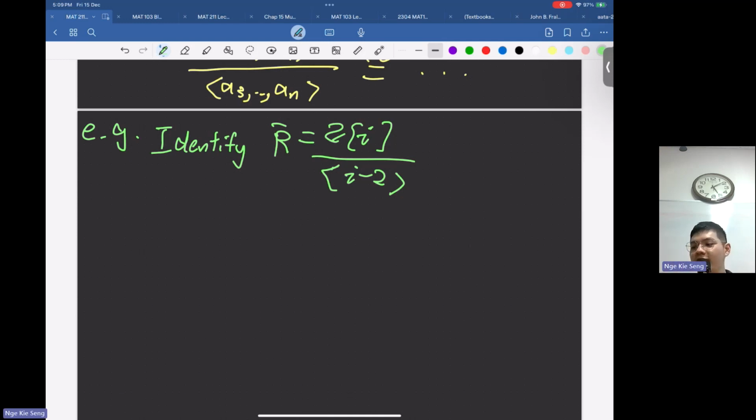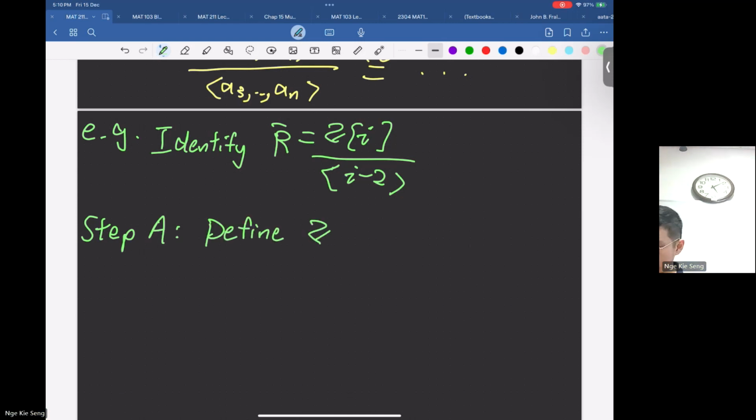Okay, it turns out that there are 5 elements inside here. So how do we see this? Let's take another approach. Step A: we define the map like this. So how do we get i here? I just send x to i.